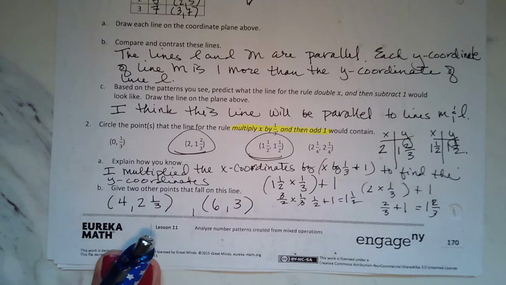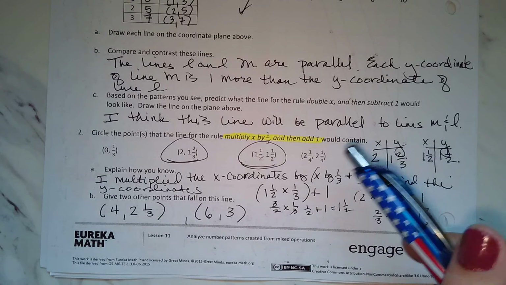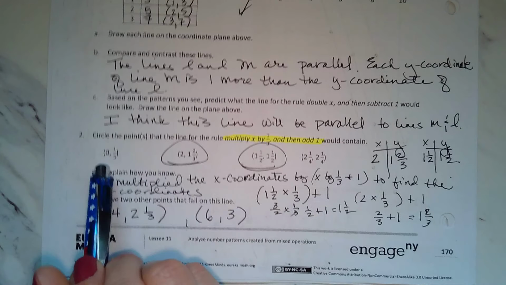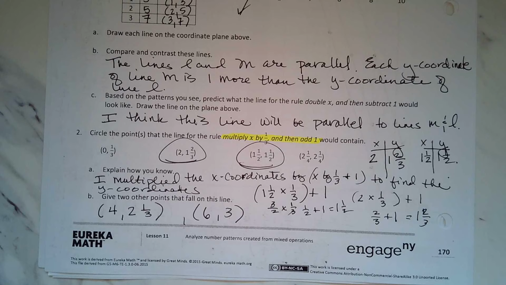So I simply plugged in some of the numbers. I used 2 and applied 0. Well, 0 is not going to end up with 1/3. Then I plugged these numbers in and found out that these two numbers would be on the line for this rule. How do I know? I multiplied the x coordinates to find the y coordinates to check them.